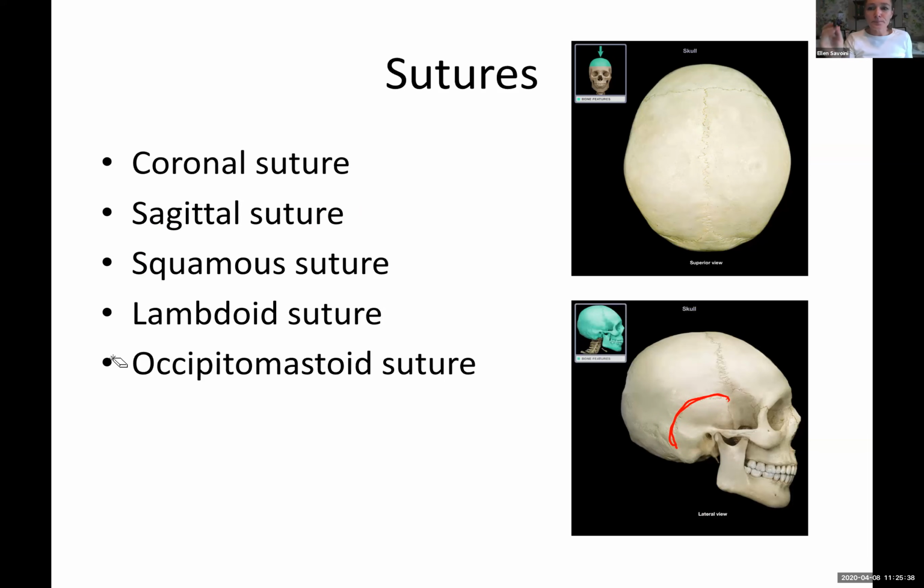And then, this is not a very good picture of the lambdoid suture, and I think of it as an L, and it literally goes up and down. It's like a triangle. So I always think it looks like an L fallen over. So let me stop the share.